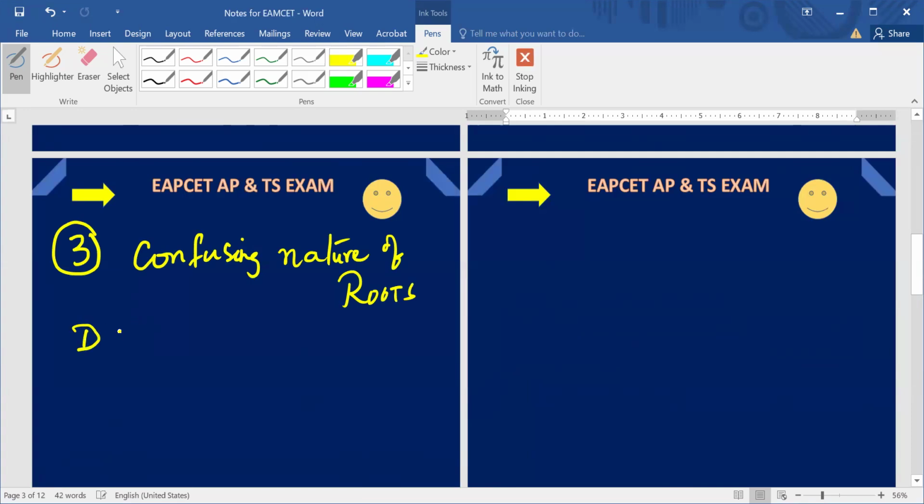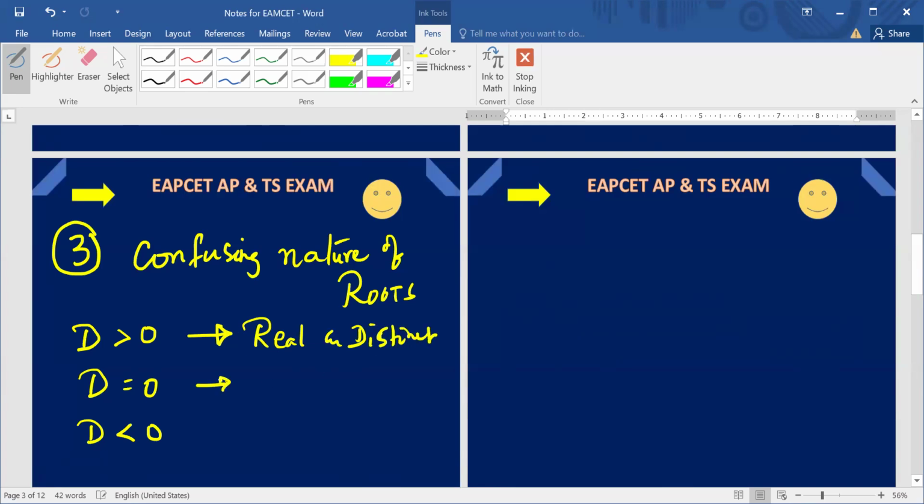The discriminant D: if it is greater than 0, what will happen? If D is equal to 0, what will happen? If D is less than 0, what would happen? This is very crucial in solving these quadratic expressions or finding the minima and maxima. When D is greater than 0, the roots are real and distinct. When D is equal to 0, the roots are equal. When D is less than 0, the roots become imaginary, that is, complex in nature.